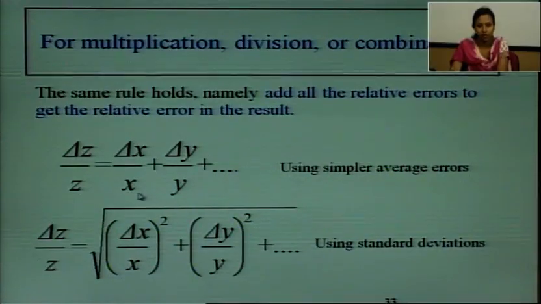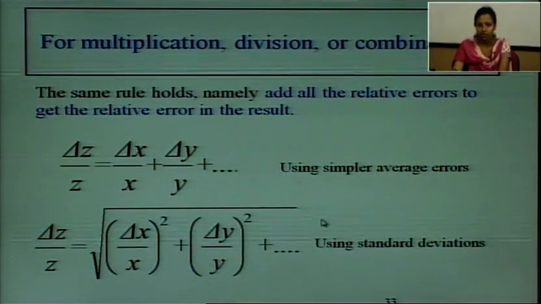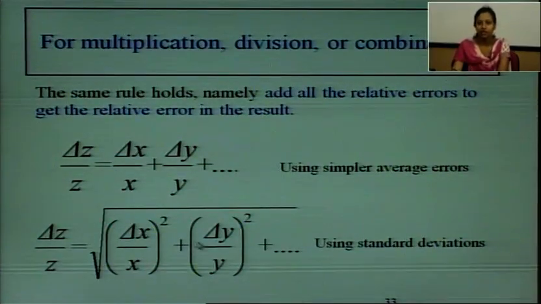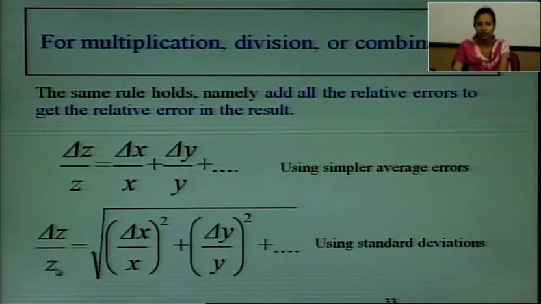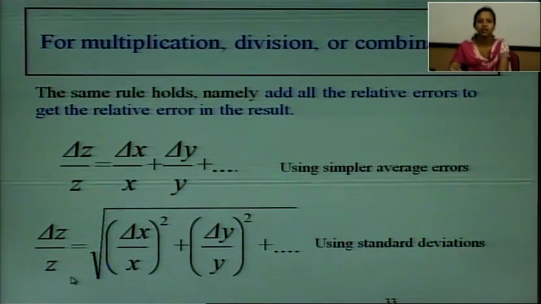Same rules also apply here. If we are taking average error, then it is simply plus. If we are taking standard deviation, then first we square each measurement, take the sum of all these values, and take the square root. So this is for the standard deviation.